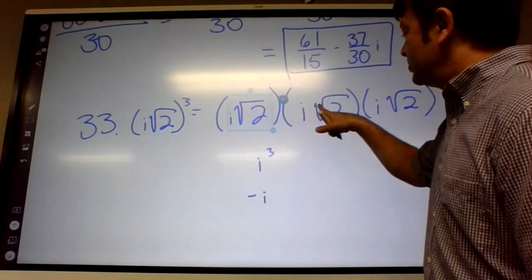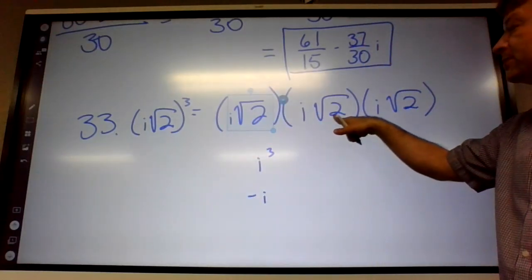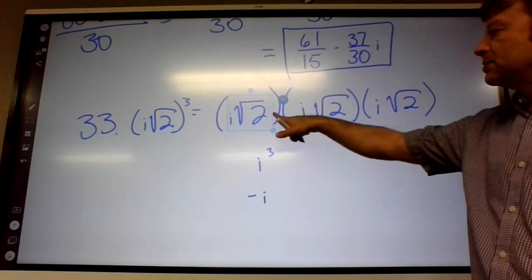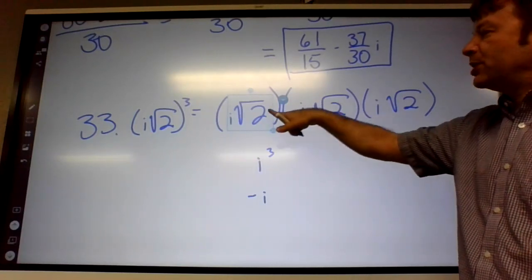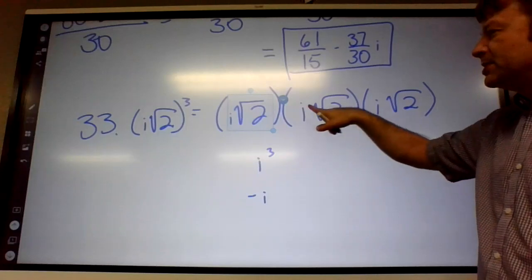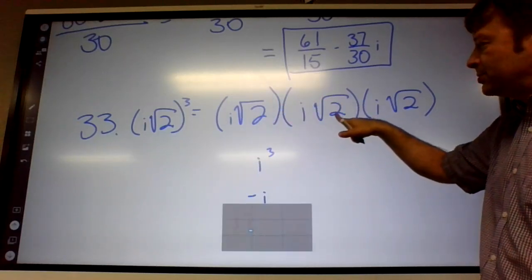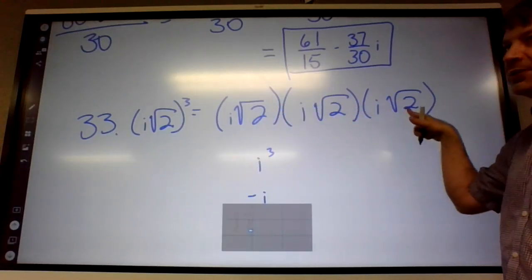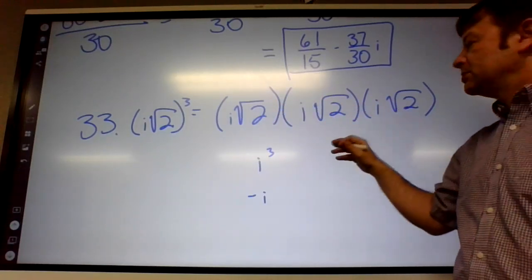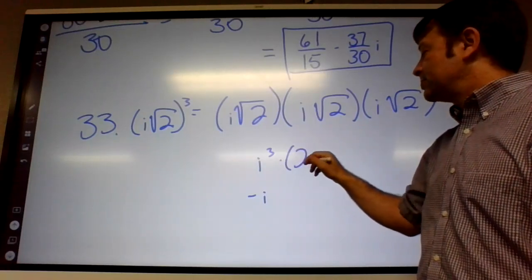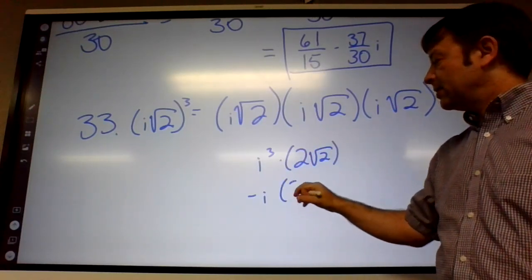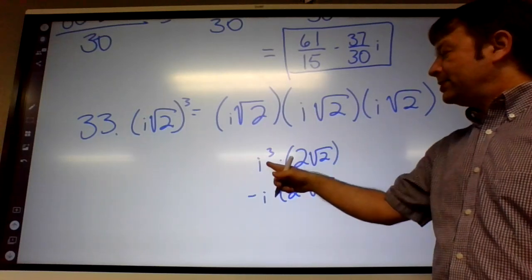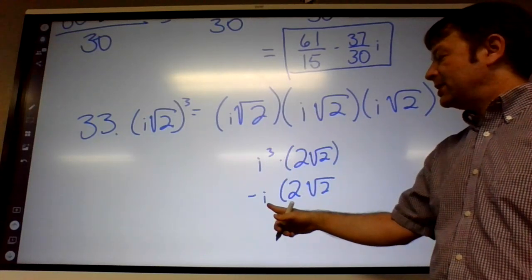Okay, what's square root of 2 times square root of 2? Square root of 4? Which is 2. Anytime you square a square root, it just becomes that number. Square root of 2 times square root of 2 is 2. Times square root of 2 is just 2 square root of 2. Oh, right. Okay. The i cubed, we already talked about this, turns into a negative i.